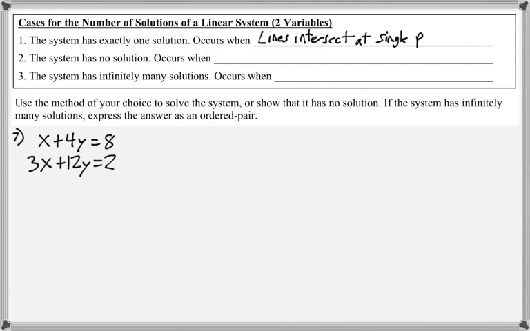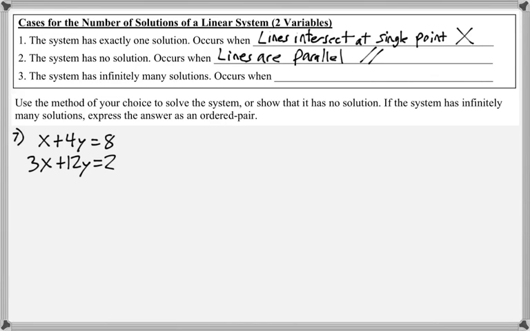And this is the most common type. The system has no solution. This would occur when the lines are parallel. Parallel lines do not cross, and if the intersection point is the solution, then there's going to be no solution because they never intersect.